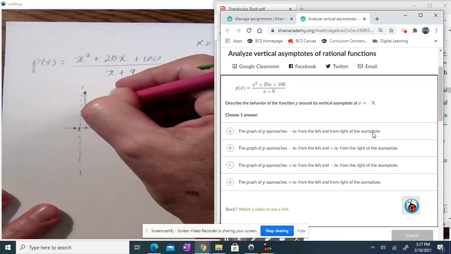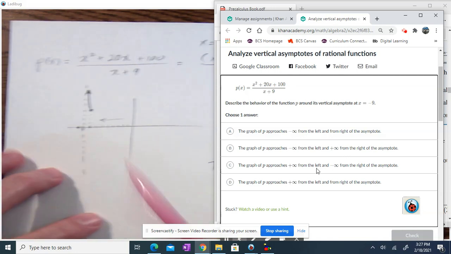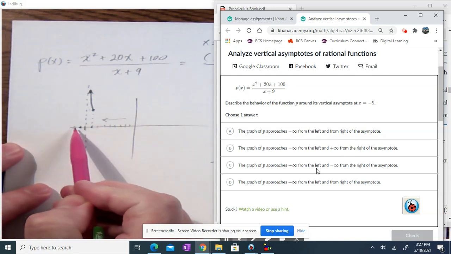So obviously it's going up from the left. So the graph approaches negative infinity from the left and from the right. Well, that can't be right, because I just showed it's approaching positive infinity. Okay, what about from the other direction? As I come from the other direction, what's going to happen?